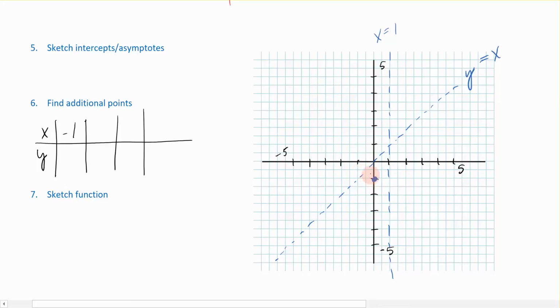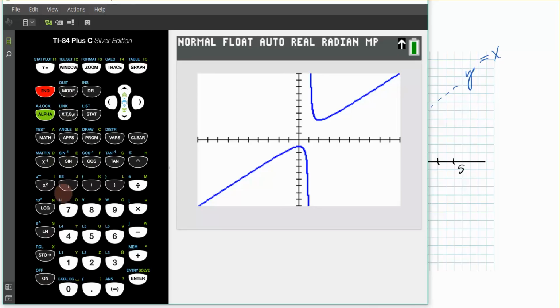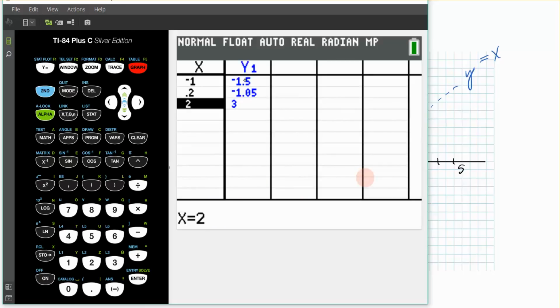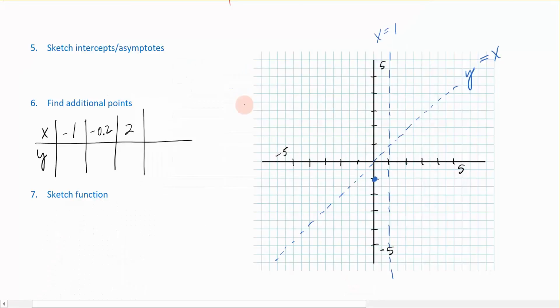and then I'm going to go inside of this asymptote, or really, really close, and I'm going to choose a negative 0.2. And then I'm going to go on this other side. And remember how I think something's happening over here, right? Because I know that my graph kind of bottoms out there. So I'm going to choose the number 2. Now, if I choose those values and plug them into my calculator using the table function, you can see that when x is negative 1, I have a y value of negative 1.5, and so forth. So I'm going to transfer those values over here. So I have negative 1.5, negative 1.05, and 3.